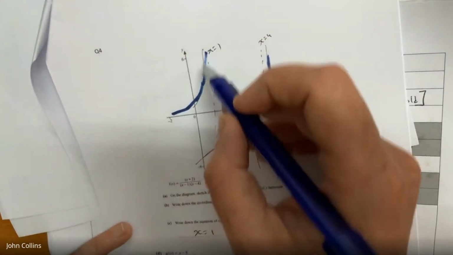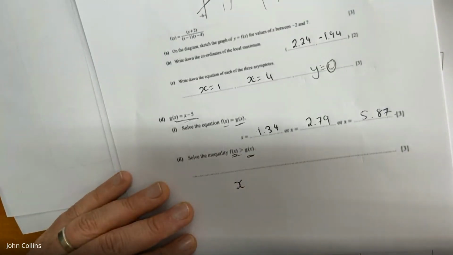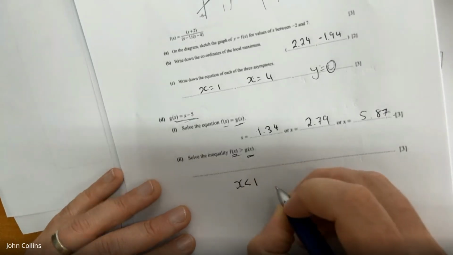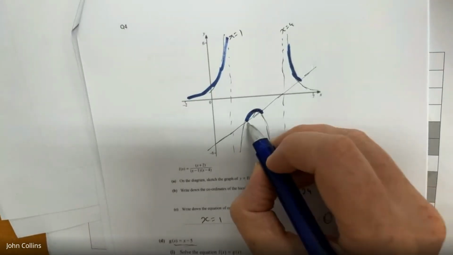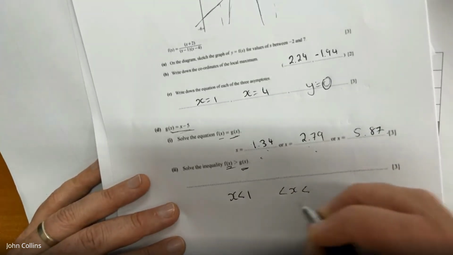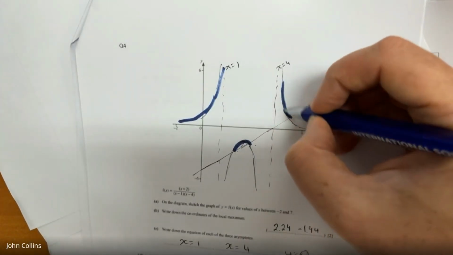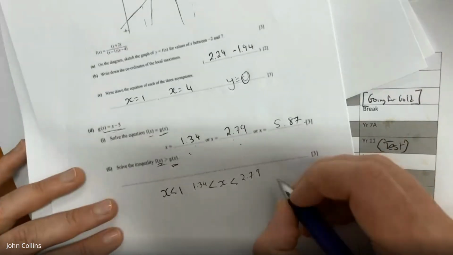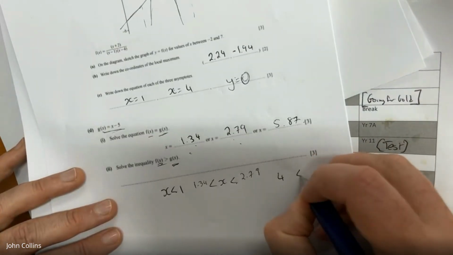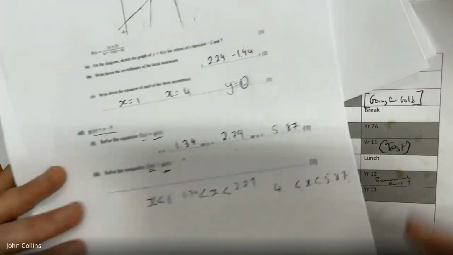Well, before the asymptote, it was bigger. So when x is less than 1, between these 2 points it's bigger, and we have these 2 points here. So x between 1.34 and 2.79. And also from the asymptote up to this point, it's bigger as well. So from 4 up to 5.87. Okay.